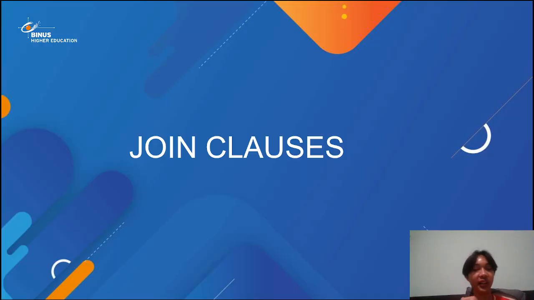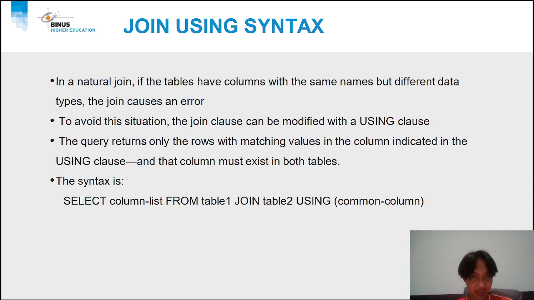An example, and in here join clauses. In here is like a natural join. If the tables have columns with the same names but different data types, the join will error. And how to avoid it? To avoid the situation, of course, the join can be modified using the USING clause.